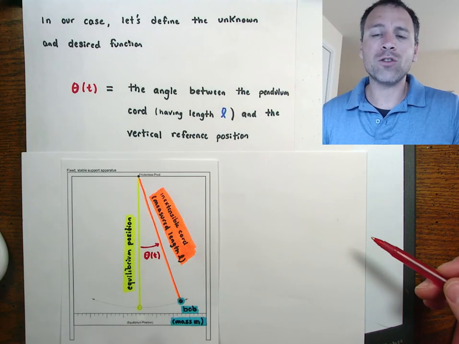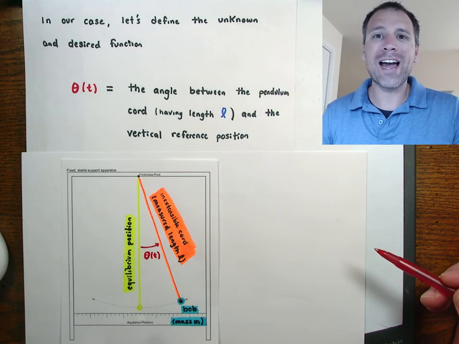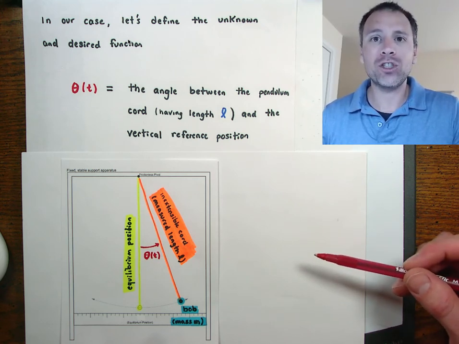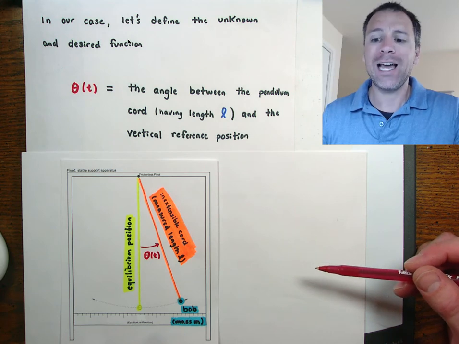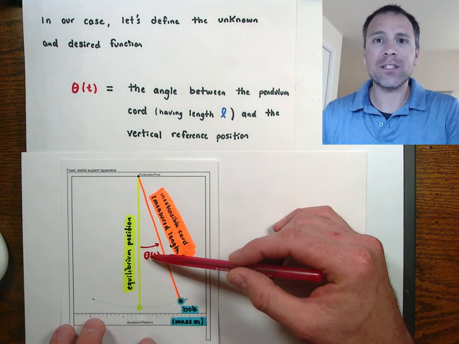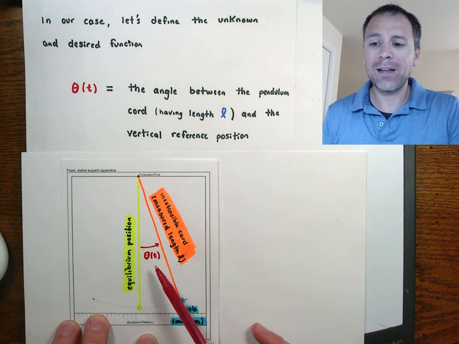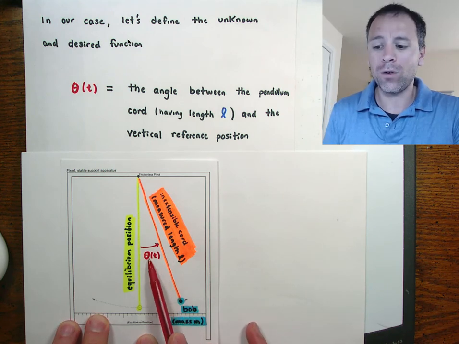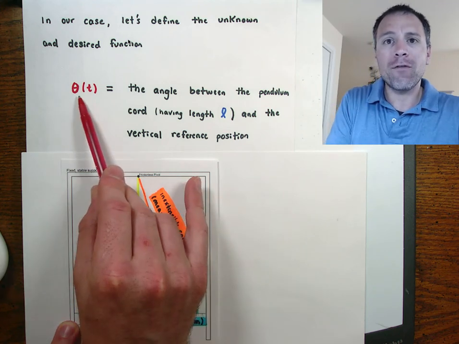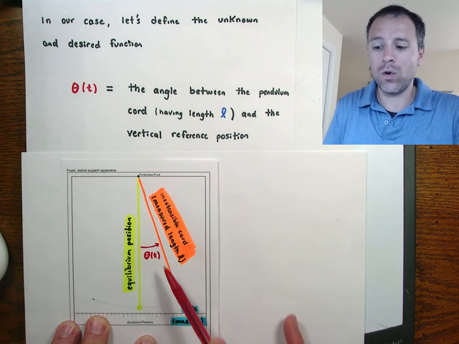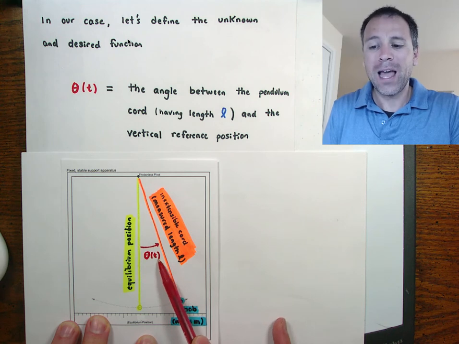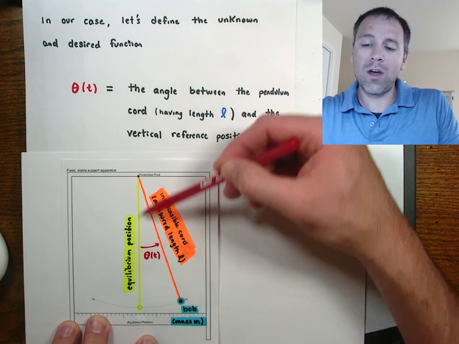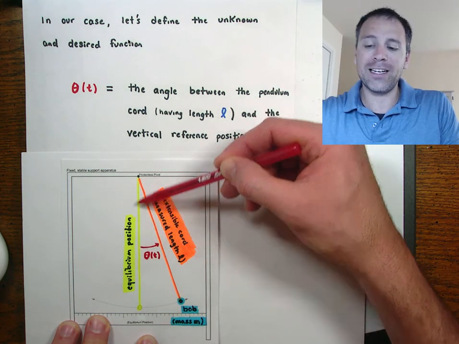Just like when writing algebraic equations, when deriving differential equations, it's not always clear what function is going to describe our motion. In our case, when we're looking at the dynamics of a single pendulum, we're going to make the claim that the desired motion is most easily modeled by this unknown function. I write it in red because it's unknown, which is theta of t. That's going to be the angle over time between what we call the equilibrium position, highlighted in yellow.